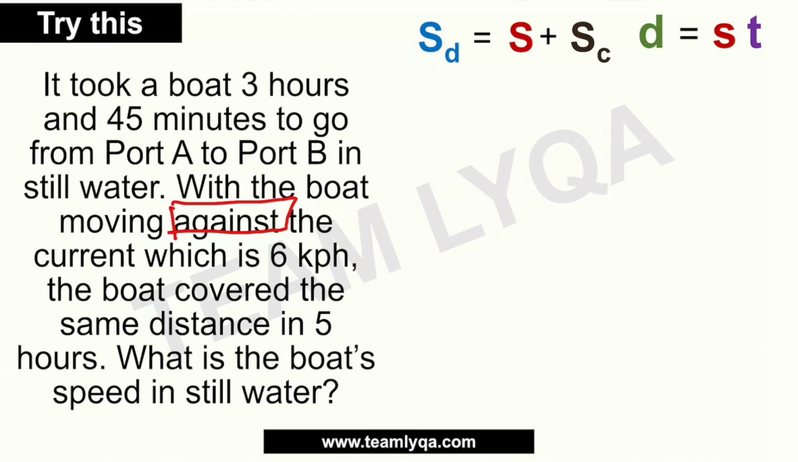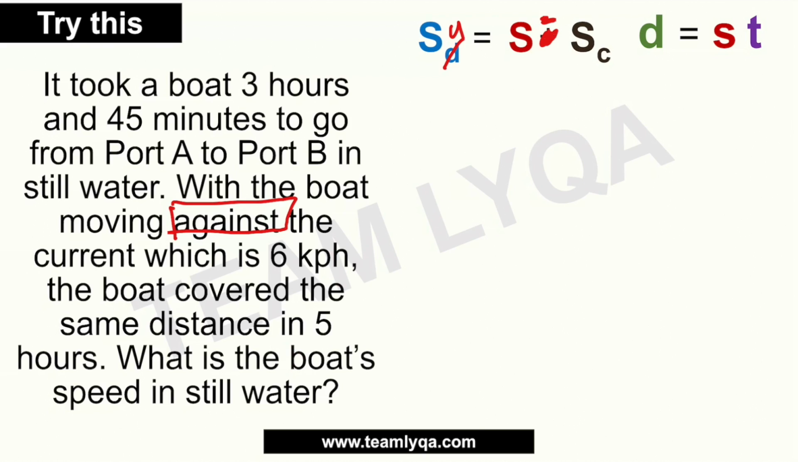Okay? Kasi kung it's moving with the current, ibig sabihin downstream yon kasi magkasama sila. Pero kung against, ibig sabihin kontra or kalaban. Kaya that would be the speed din, moving upstream ang pinag-uusapan natin dito. So hindi na siya plus, magiging minus din siya. Okay? So looking at it, kunin muna natin yung mga information na makukuha natin, which is yung 3 hours and 45 minutes daw kung port A to port B in still water. Okay? Tapos, kung against the current naman, magiging 5 hours siya.